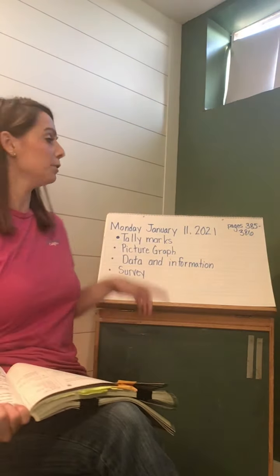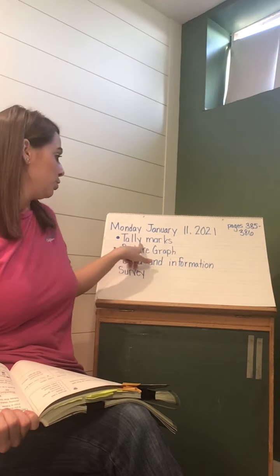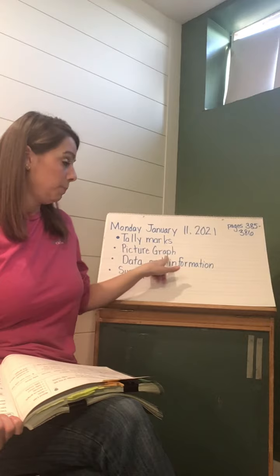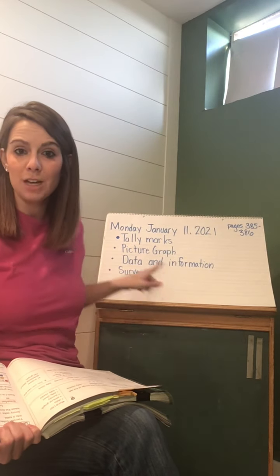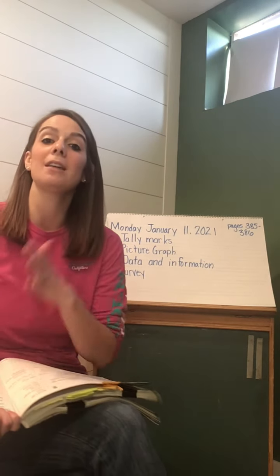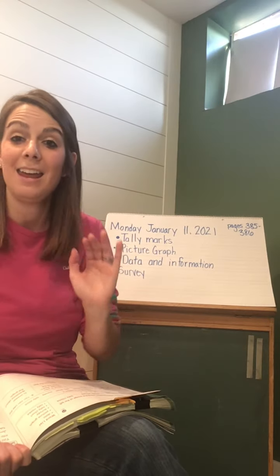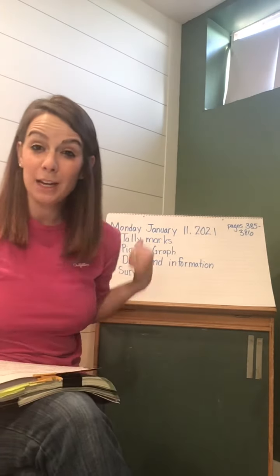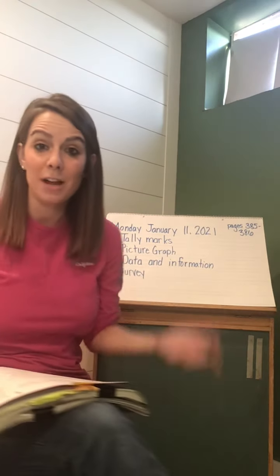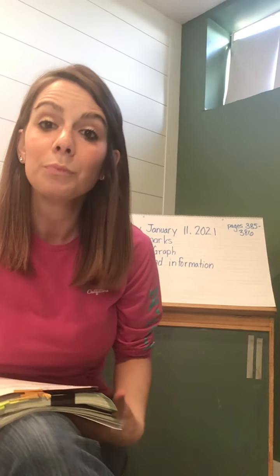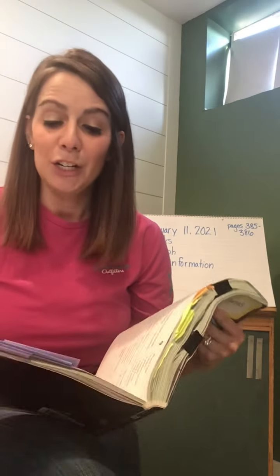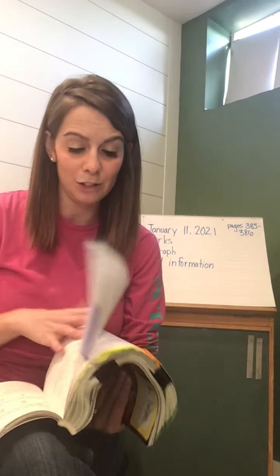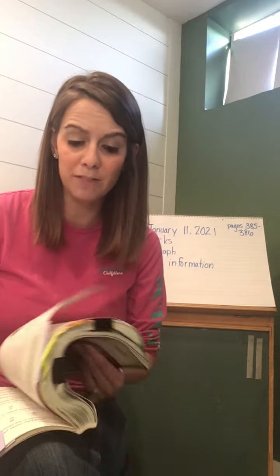Now remember, chapter 6 was all about how you can show tally marks in a tally chart, and how you can use picture graphs to show your information. We worked with data and information, how you understood that and how you can represent that. And also how when you take a vote or a survey, that's where you can get your information from. So for today, you're going to do page 385 and 386. So it's just a front and back for your review today.